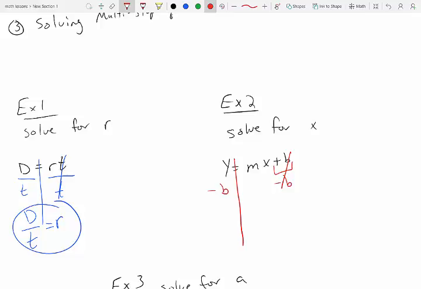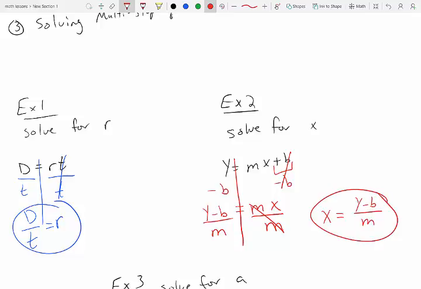y and b are not like terms, so I'm just going to write y minus b equals mx. I can't combine those, but now I can get my x by itself. Now look, m is being multiplied to x, so I'm going to use the inverse, division. Divide by m, that's gone. I divide by m over here. And notice I put the division bar under y minus b, not just y, it's under the whole thing on that side. So my final answer is x equals y minus b over m. And that's my final answer.